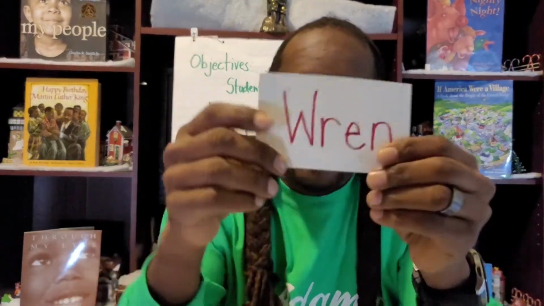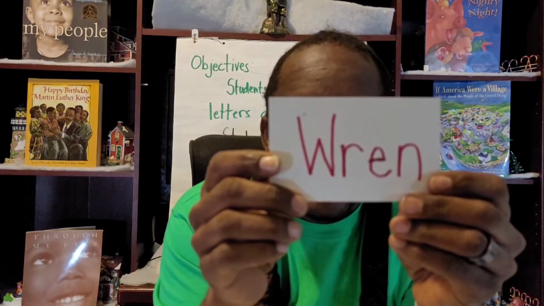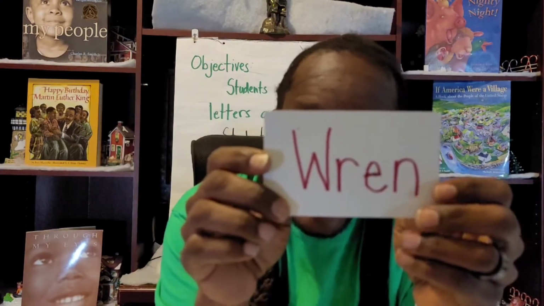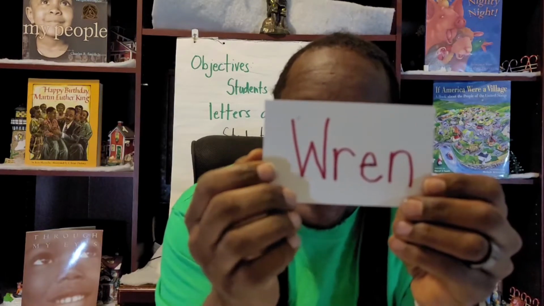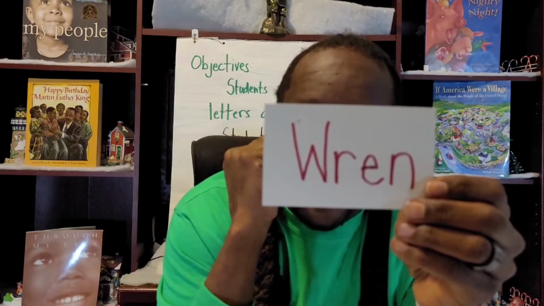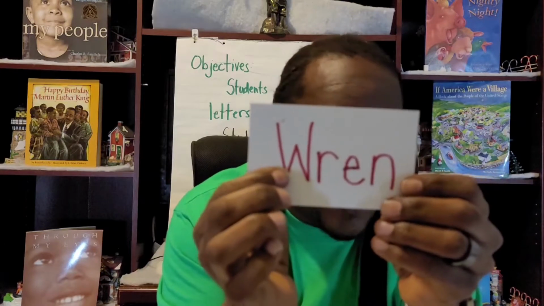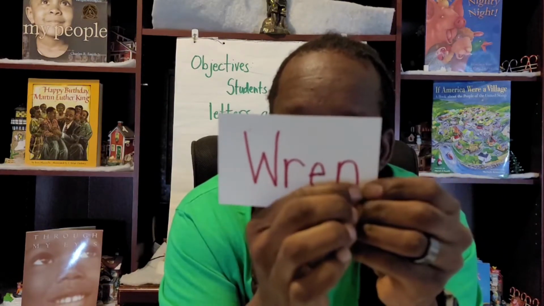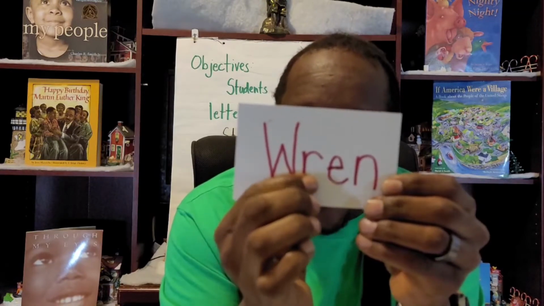And whose name is this? Yes, Ren. Hi, Ren. How you doing, Mr. Ren? What letter does Ren's name start with? A capital W. Let's spell Ren. W-R-E-N. Hey, Ren. All right, we're going to do some sight words now.